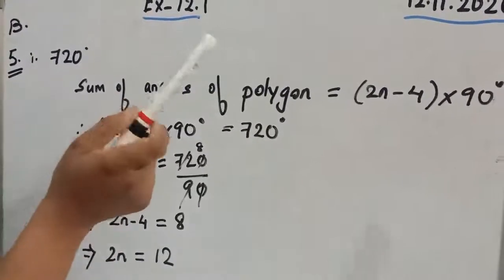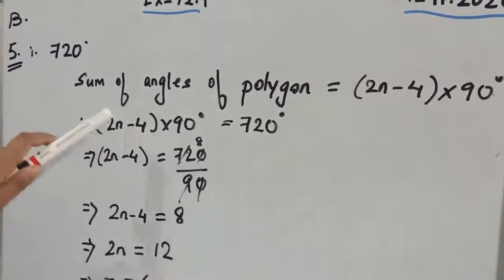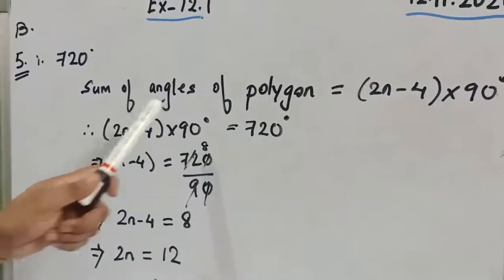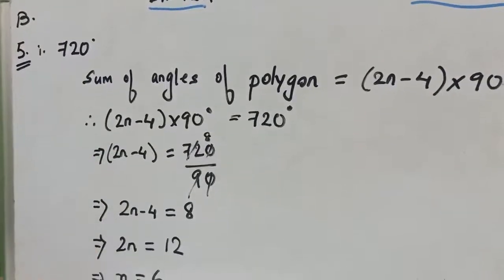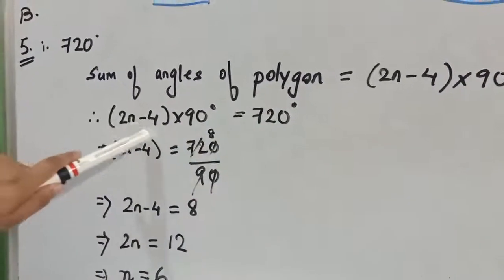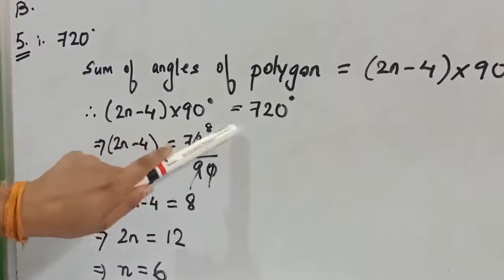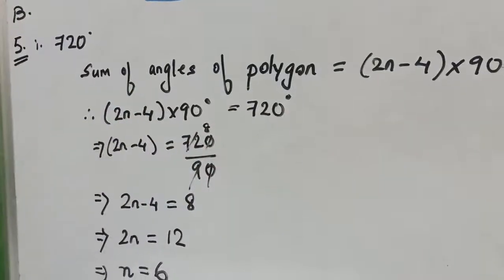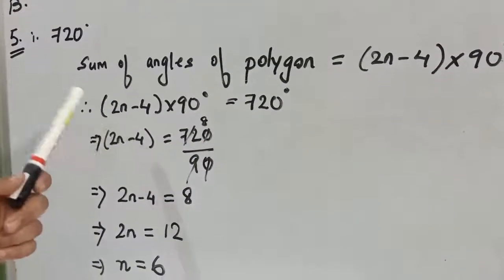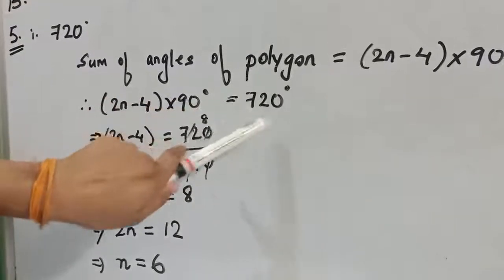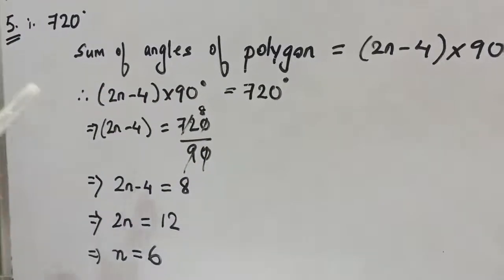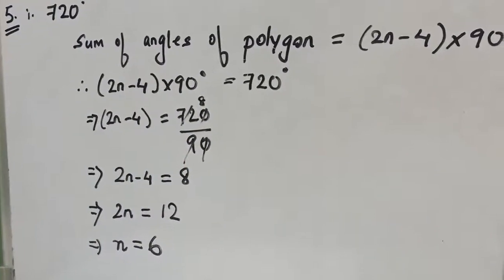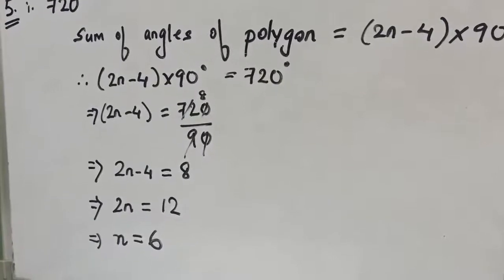Okay. We know one formula: the sum of angles of a polygon is equal to (2n minus 4) into 90 degrees. Okay. This is the formula for the sum of angles of a polygon. In the question we are given that the sum is equal to 720. So we make both equal, because both reveal the same fact, only the sum of angles of a polygon.